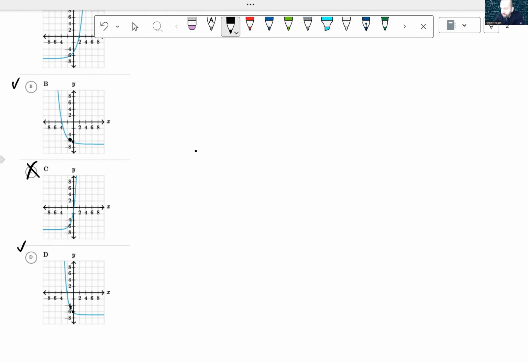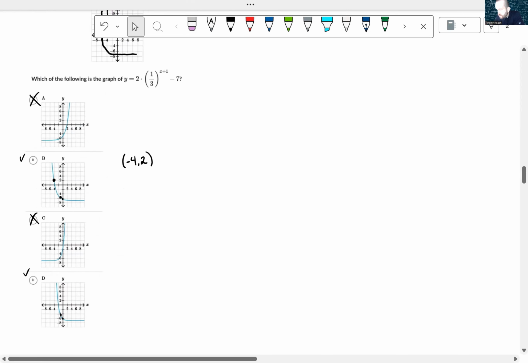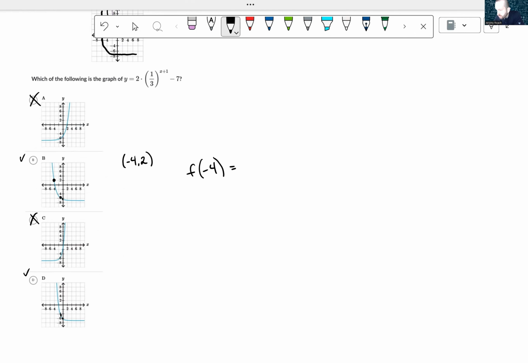I see a point that we know for sure on B. On B, we can say that's -4, 2. When we plug in -4 for x, we get 2 for y. So let's try that next. So f of -4 is equal to 2 times 1/3 to the -4 plus 1 minus 7.